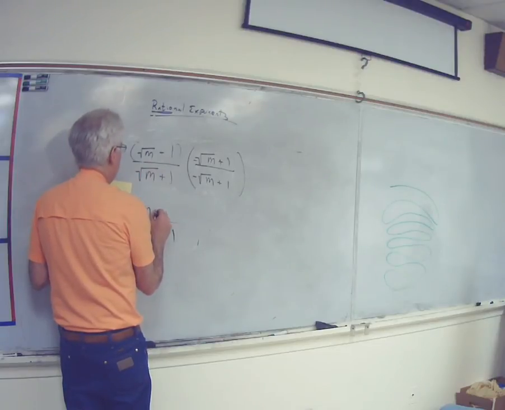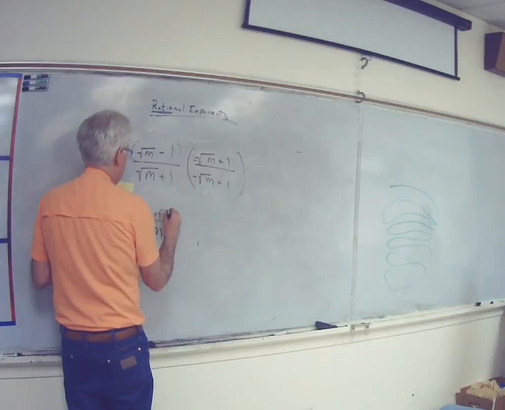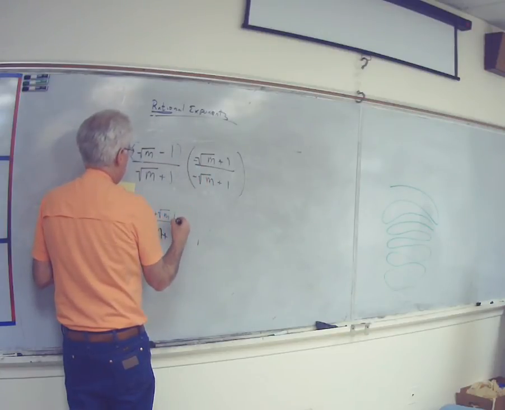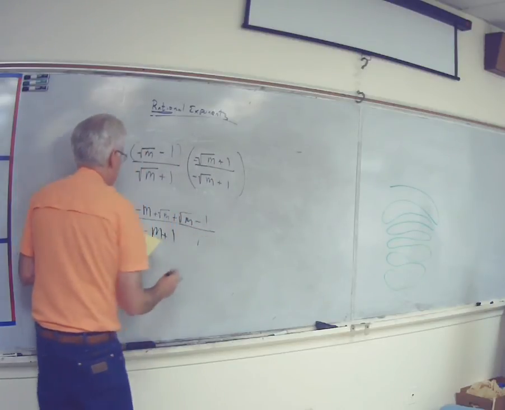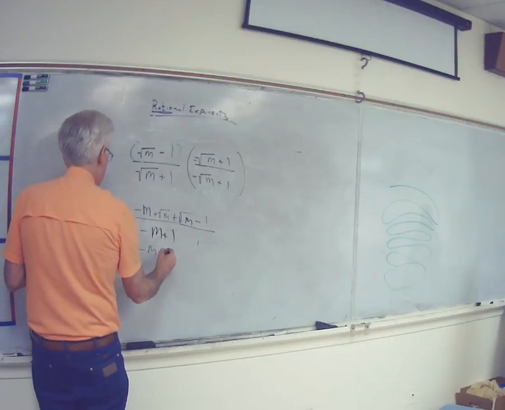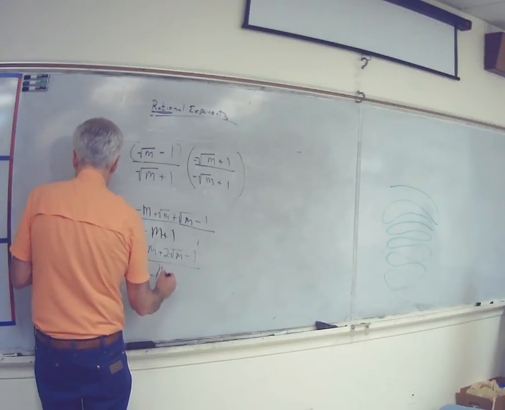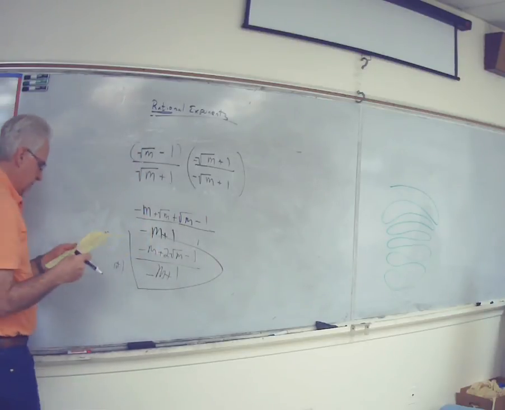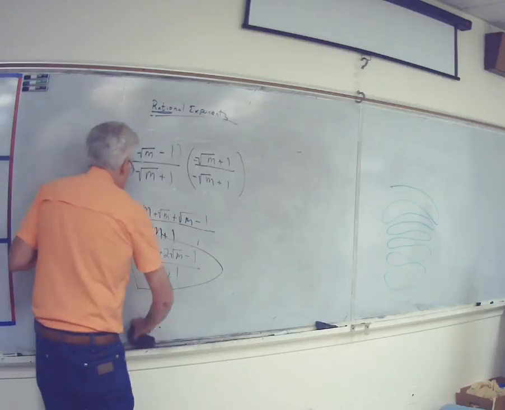And then I am going to add the square root of m, so plus the square root of m. And then minus times a minus becomes plus the square root of m. And then I'm going to have minus 1. Does that look good? So I have minus m plus 2 times the square root of m minus 1 over minus m plus 1. What's really nice about this, I got rid of the radical in the denominator, which is what we were trying to do. One more and I'll give you the homework.